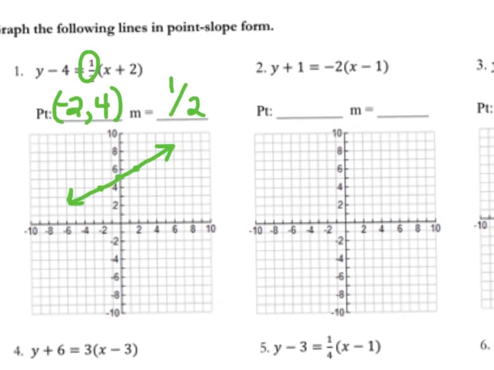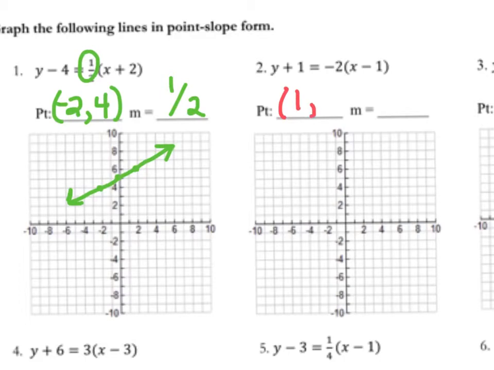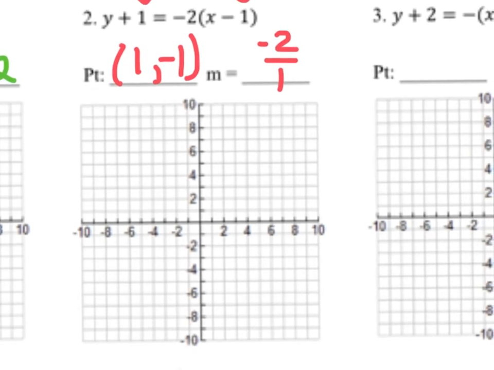Last point-slope example. My point here is going to be +1 because we do the opposite sign. My y value is -1. And this time my slope is -2 over 1. So I'm going to go down 2, right 1. Okay. My point is 1, -1. And I'm going to count down 2, right 1, down 2, right 1. And there's my line.